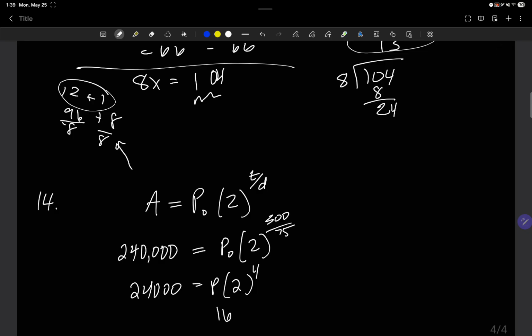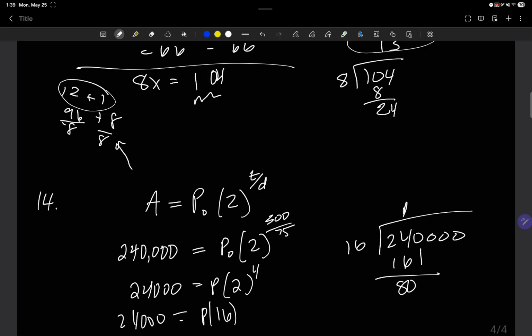So 16 times that initial population, I'll just leave it on the left, is 240,000. And then 240,000 divided by 16. You're going to break that up into numbers? I thought about it. What's that, 8? 60, yeah. And then 5 and 3 zeros. So 160 and 80 makes 240, yeah. So then 15,000. There you go.